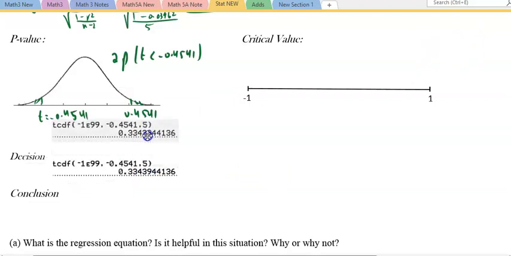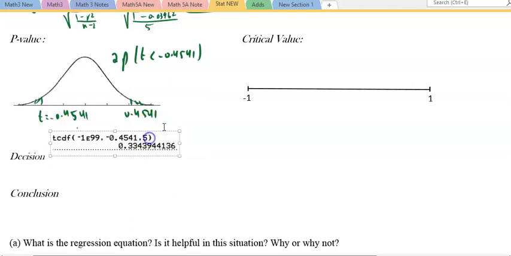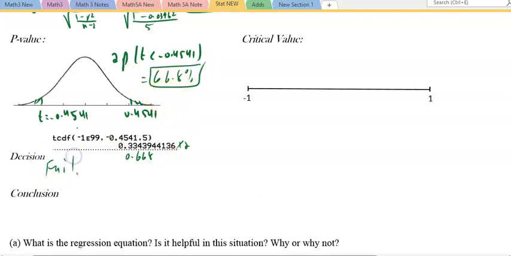So I don't know if you know what that means. Oh, I didn't multiply it by 2. So there is a 66.8% chance of that happening. What does that mean? Fail to reject the null hypothesis. What does that mean? That means there appears to be no correlation.